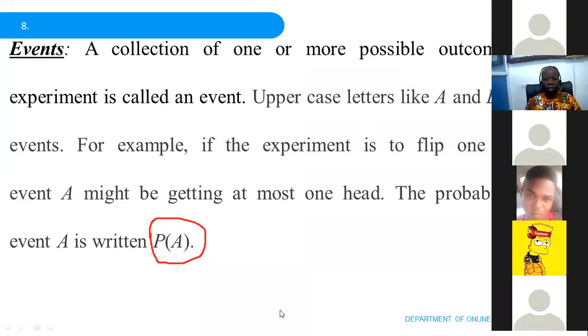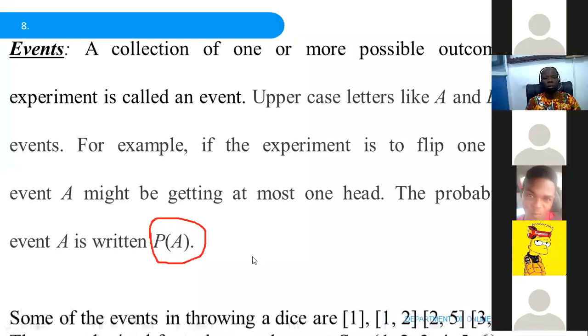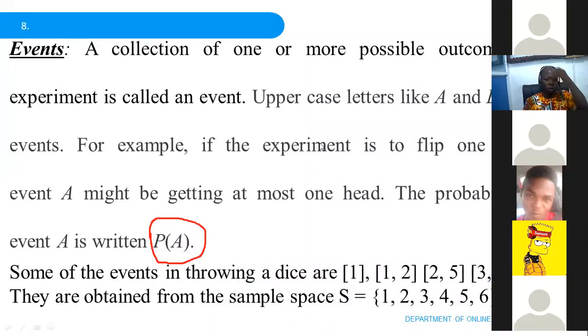Let's go to the next slide. Some of the events in throwing a dice are, if you throw a die, you can get 1. If there are 2 dice, you can also get 1, 2. 1, 2 means that one of the dice will turn 1, the other one will also turn 2. 2, 5 means that one of the dice will show 2, the other one will show 5, in that order.